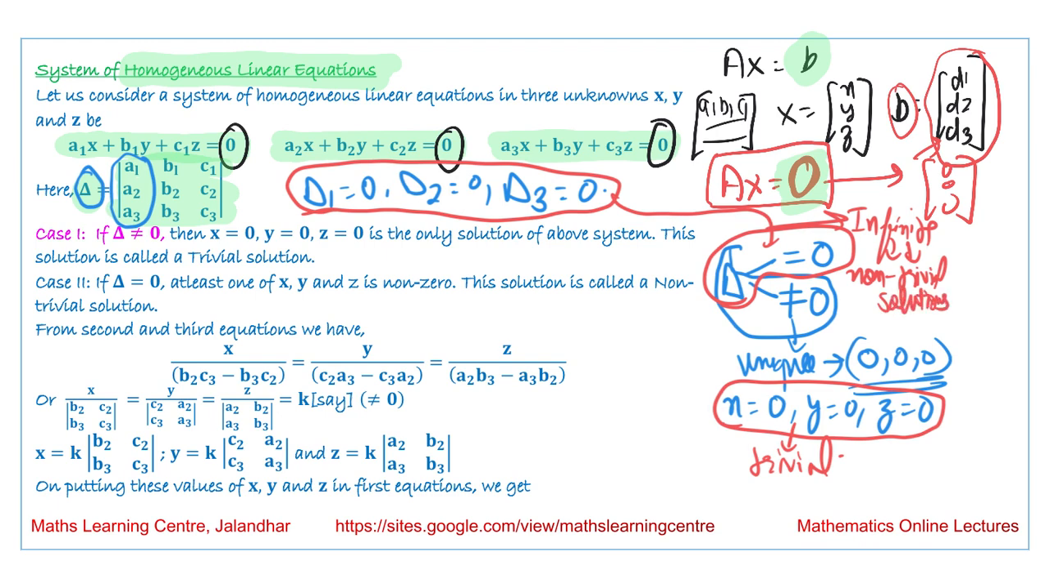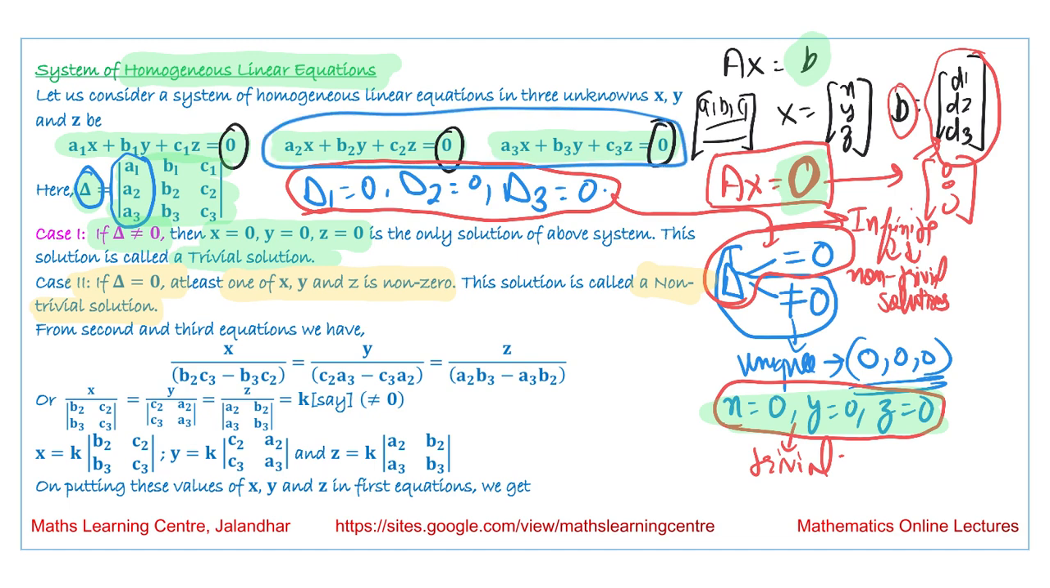So to obtain the answer, as mentioned over here, if delta is not equal to 0, then x is equal to y is equal to z is equal to 0 is the only possible solution, and the system is said to have a trivial solution. In the case where delta is equal to 0, then at least one of x, y, z is non-zero, and the solution is said to be a non-trivial solution.